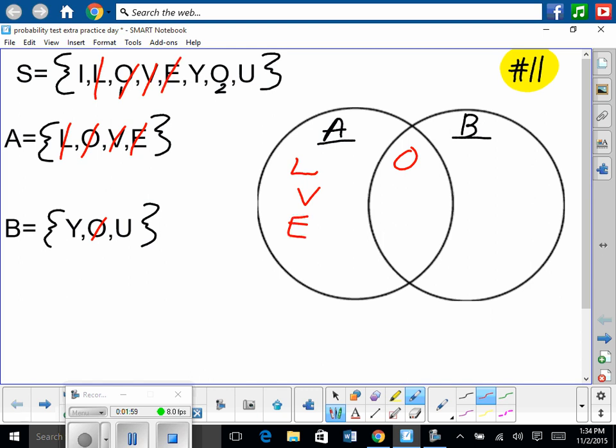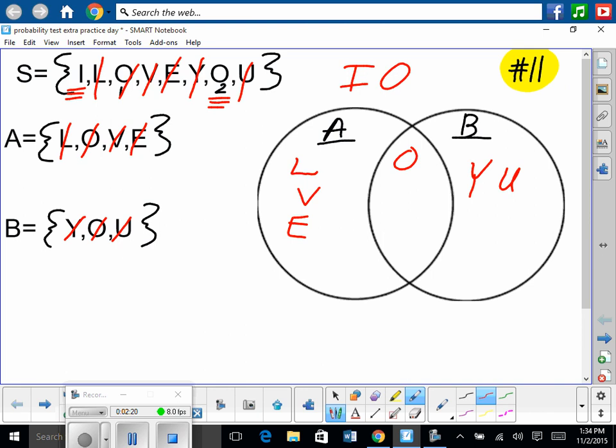Now continuing, finishing off B, we have a Y and a U, right? So we took care of Y and U. Now let's look. What's left floating in the sample space? An I and an O, right? Yes. An I and an O.